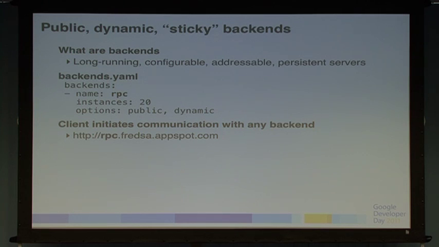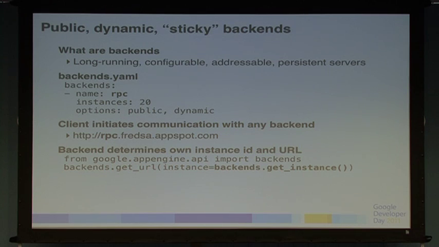Now, any of your clients that want to talk to that backend can go to this URL, rpc.yourappid.appspot.com. And App Engine will randomly pick one of the available instances. If 6 of them are running, it will pick one of those 6. Or if they're all busy, maybe it will spin up a 7th one. And now you're talking to a specific backend. But if you were to make another request to this URL, you might get a different backend. And what you really want sometimes is the stickiness.